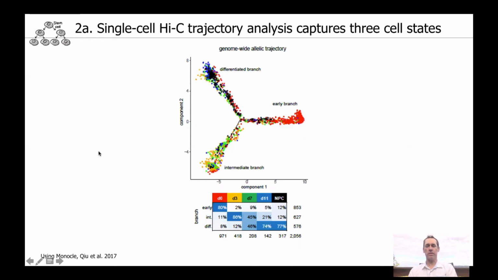Using allelic single cell Hi-C data from the time course experiment, I performed a trajectory analysis and obtained this branch structure shown on the slide. Here, every data point represents a single cell colored by time point, and what we observed is that there's an early branch, an intermediate branch, and a differentiated branch. So this trajectory appears to capture the 3D conformational state of different cell states during development.